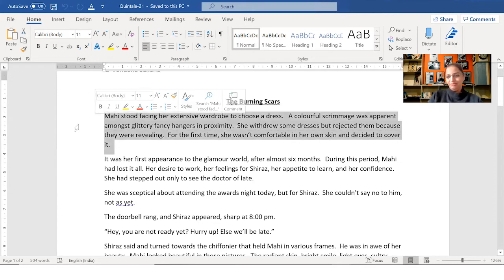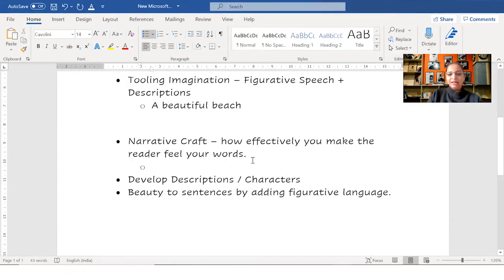What are you showing here? You are showing the dilemma of a woman who is not able to decide what she should wear for a particular occasion. That is where the story lies. Now somebody is telling that she is not comfortable. That is what you call narrative craft, and you make the reader feel your words. The reader should be able to understand that there is a woman standing in front of her wardrobe, and she is not able to decide what to wear. That is what is called narrative craft.